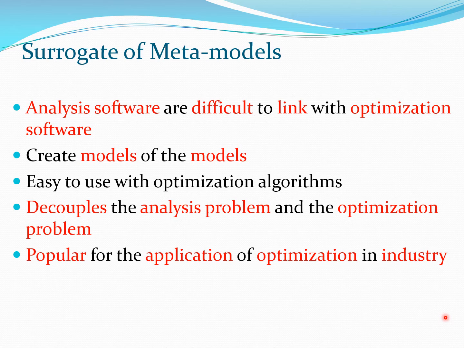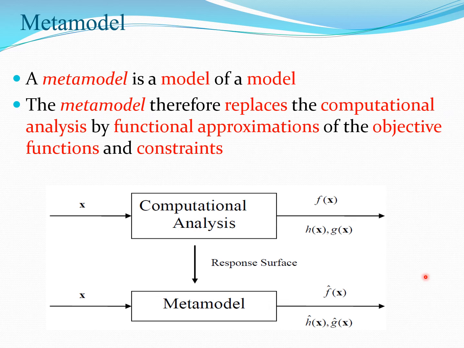And again, this has become popular because it lets us facilitate the spread of optimization methods in the various companies where it is primarily targeted to use. So again, these models are known as surrogate or metamodels. So we will primarily use the word metamodel here. So a metamodel is formally defined as a model of a model.